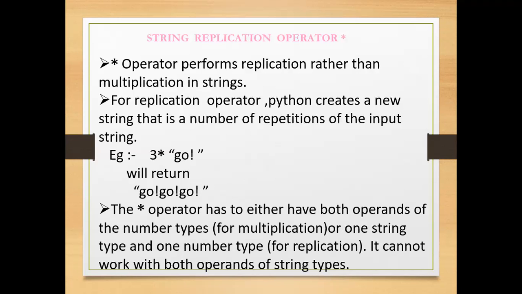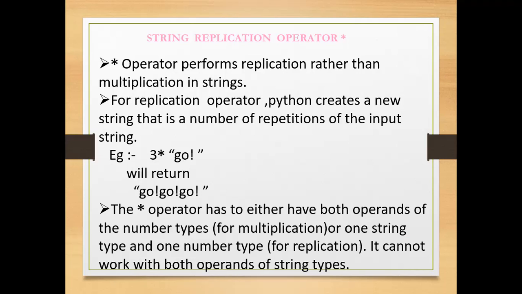The next operator is the replication operator. The multiplication operator performs replication rather than multiplication in strings. For the replication operator, Python creates a new string that is a number of repetitions of the input string. So 3 into go gives us go, go, go. Now again, this is a binary operator. That means it requires two operands. One operand before the operator, one operand after the operator.